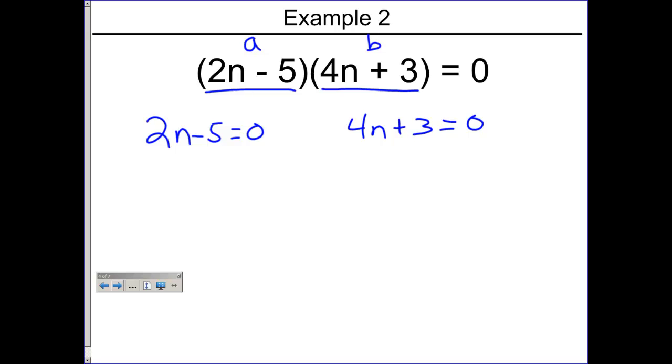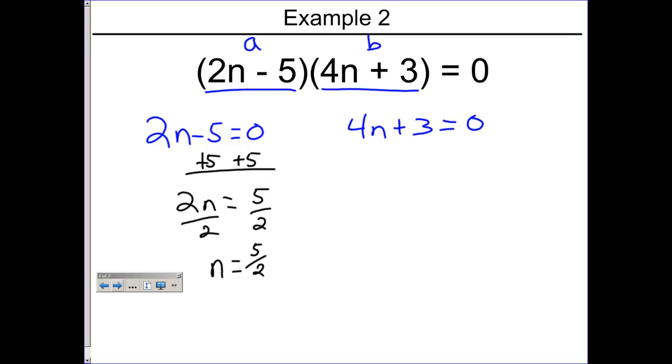So on the left-hand side here, I'm going to add 5 to both sides, and I get 2n equals 5. Then divide by 2 on both sides, and n equals 5 over 2, or 2.5 if you want to call it that. So if I put a 5 over 2 or 2.5 in for n, I will get a 0 answer out.